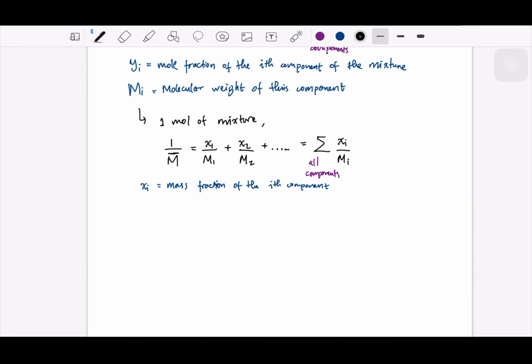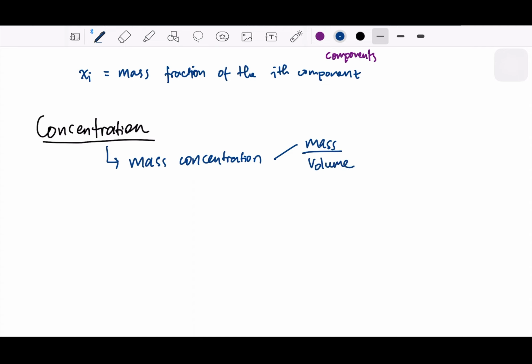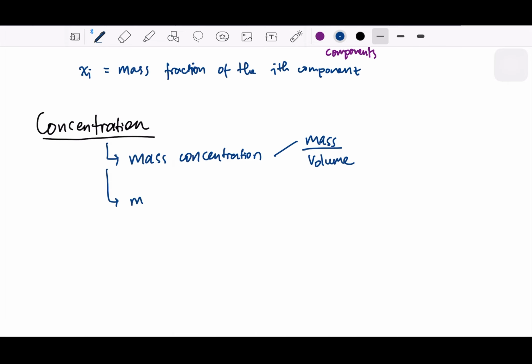But anyway, the other thing is the concentration. So we have at least mass concentration. This means mass divided by volume, or we have the more frequent, the molar concentration, right? So this will be the moles, or let me just write moles and then divide by volume. And we can write this as molarity.